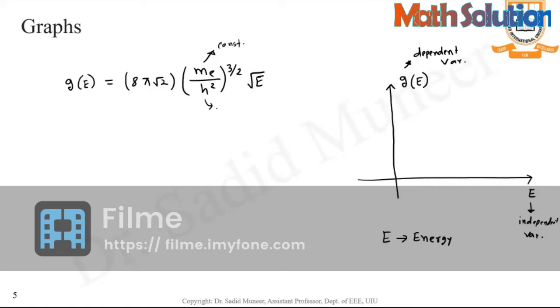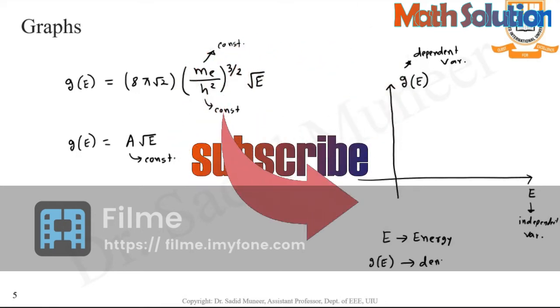H is Planck's constant, so this is also a constant. And the other things that are there, except square root of e, those are all constant. So basically G of e is equal to a constant, say A, times square root of e. So you see that this is a very simple function. Okay. Now this function G of e is called density of states.